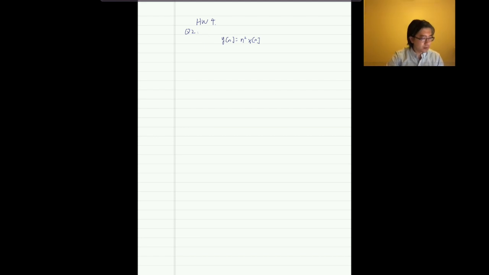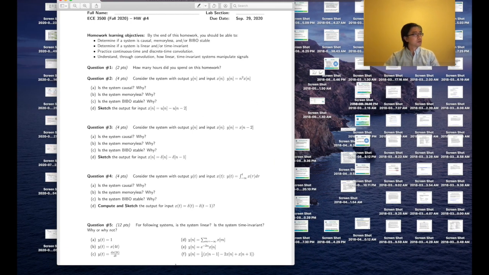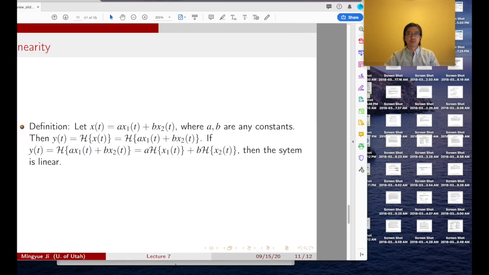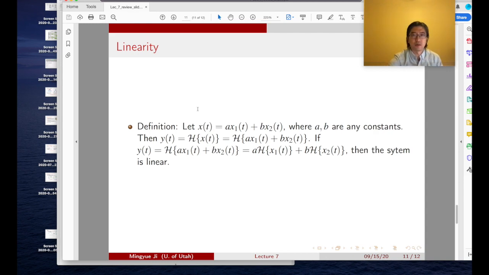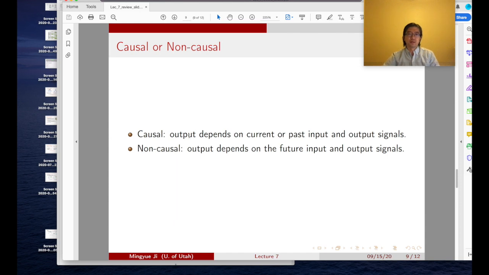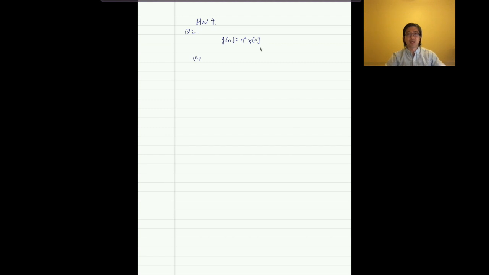The first question, part A, is that we're going to decide whether our system is causal or not. Let's recall the definition of a causal system. You can find the information in both our lecture slides and our lecture notes. A causal system means that the output depends only on the current or past input and output. Here we can see that y of n only depends on n squared multiplied by x of n. It's only a function of n, which is the current time, so yes, it is causal.